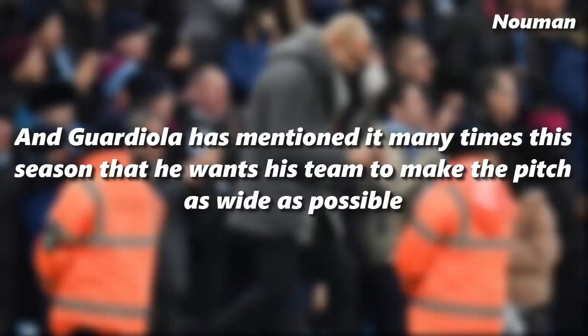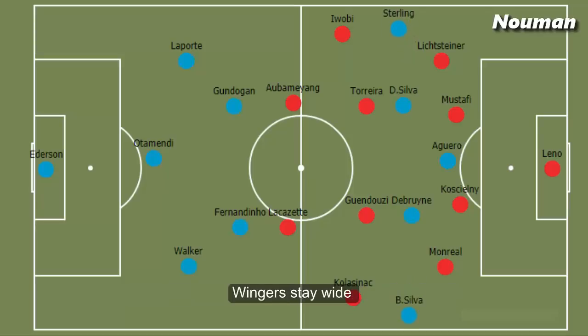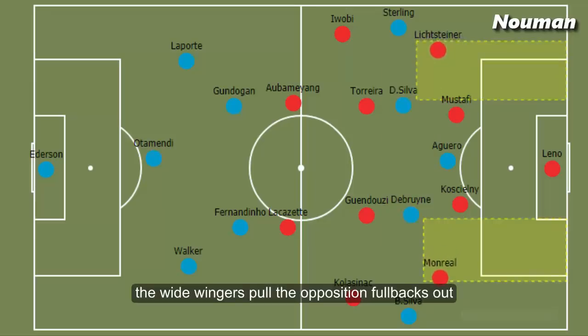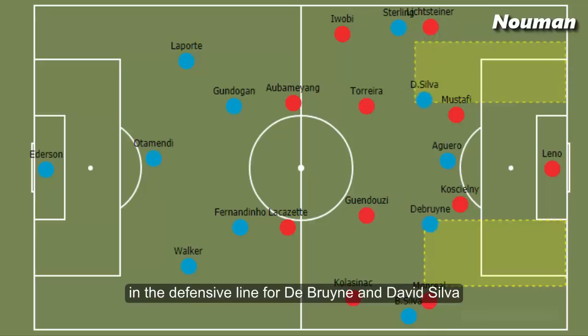So as I mentioned earlier, Man City had an offensive line of 5 players. And Guardiola has mentioned it many times this season that he wants his team to make the pitch as wide as possible. With possession, Man City like to keep both their wingers very wide as they try to stretch the opposition defensive line. Wingers stay wide while De Bruyne and David Silva play in between the lines. The wide wingers pull the opposition fullbacks out and they try to create spaces in the defensive line for De Bruyne and David Silva.